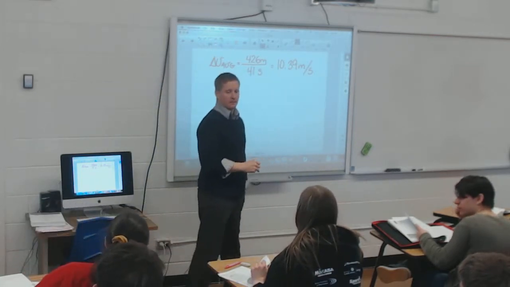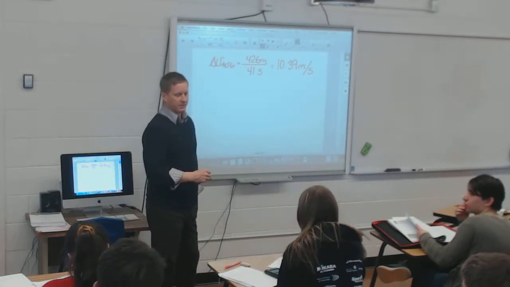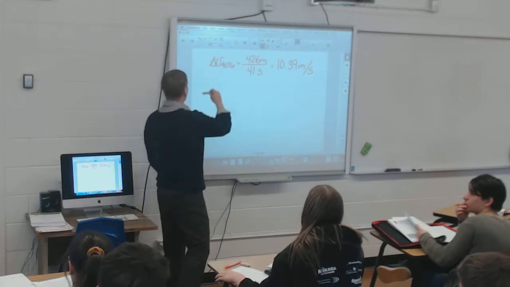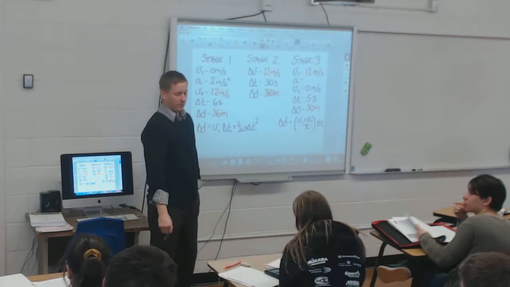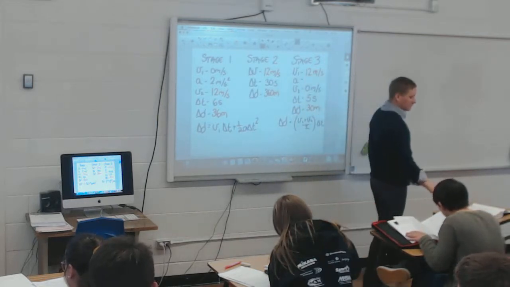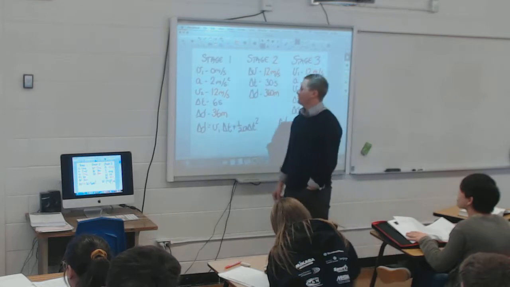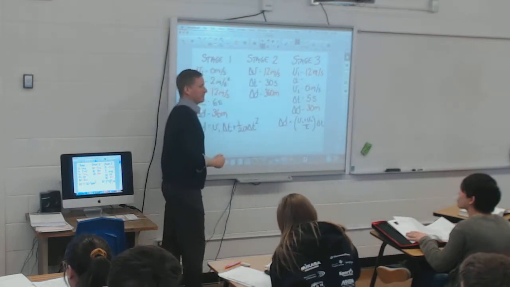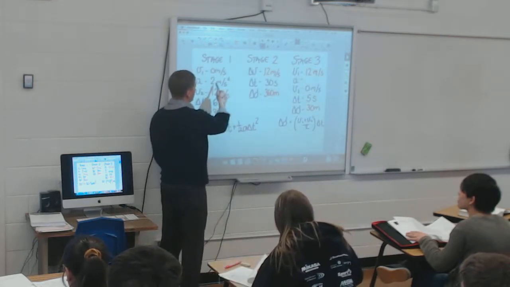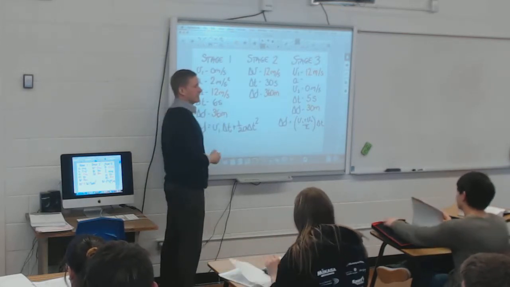What's the maximum velocity? No, what's your average velocity? That's my average velocity. What was the maximum velocity in the question? 12. 12 meters per second. Mr. Newton, where do you get that 12 from? Morgan, I start from rest. I'm accelerating at 2 meters per second squared for 6 seconds.